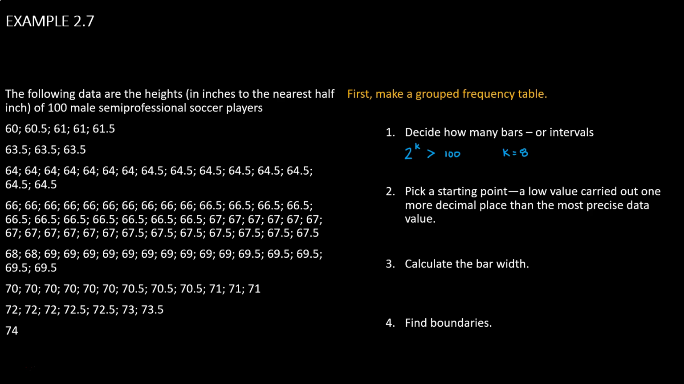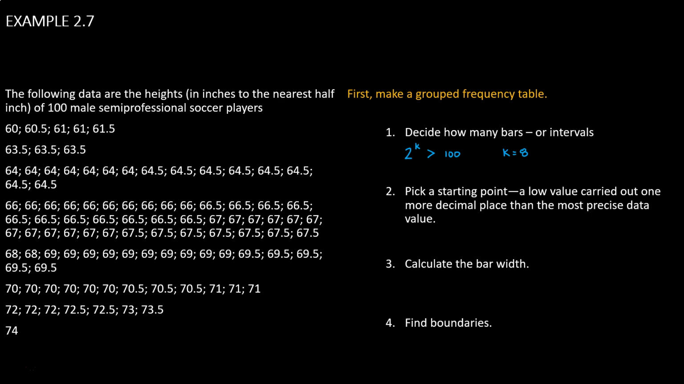So in order for us to make sure that there's no overlap in our groups or our intervals, we're going to make sure to set our boundaries one place value more precise than what we have in our data set. So we need to go to the hundredths place for our precision.